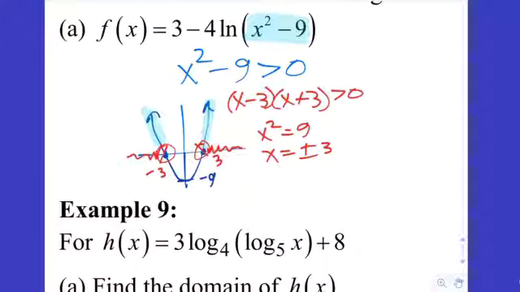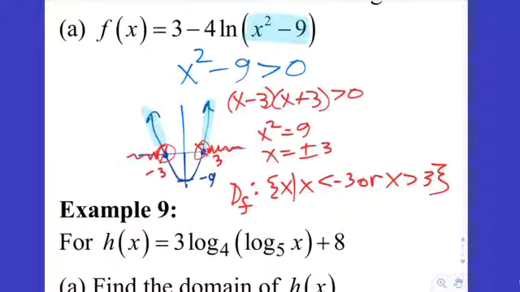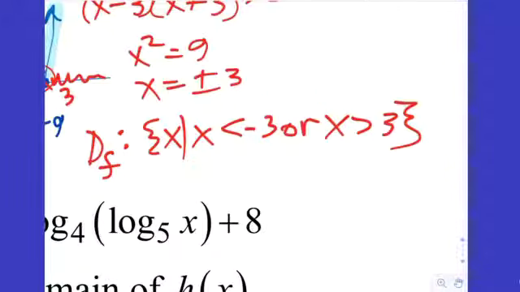So now we just write it in fancy notation. D sub f is the set of all x such that x is less than negative 3 or x is greater than 3. And remember, this is the disjoint set. These two intervals that we have do not overlap, so they're separate intervals, and so you write it as two separate inequalities. You don't do it like this.